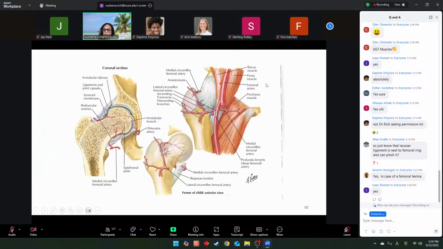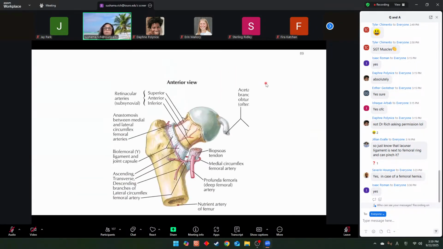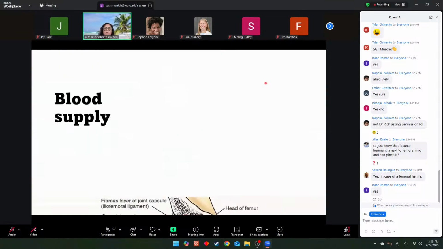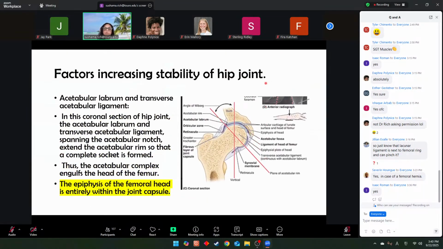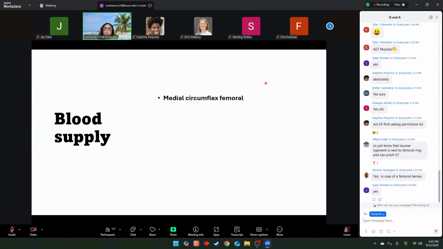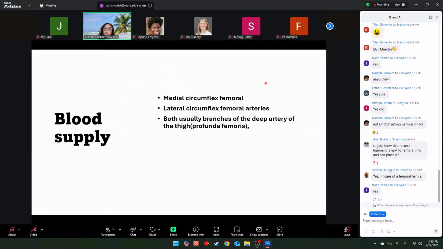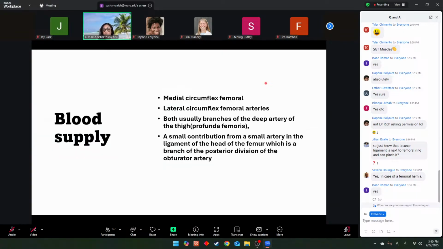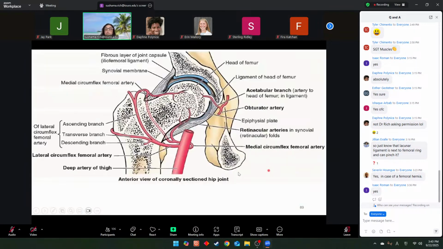Okay, here we go. Blood supply. Let's look at it. There are three things that do the blood supply: medial femoral, lateral femoral, and branches of the deep arteries, which are usually these two are branches of the profunda. That's what I meant to say. Medial femoral, lateral femoral. And then there's a small contribution from a small artery to the ligament of the head of the femur. So let me tell you about this artery to the ligament of the head of the femur.